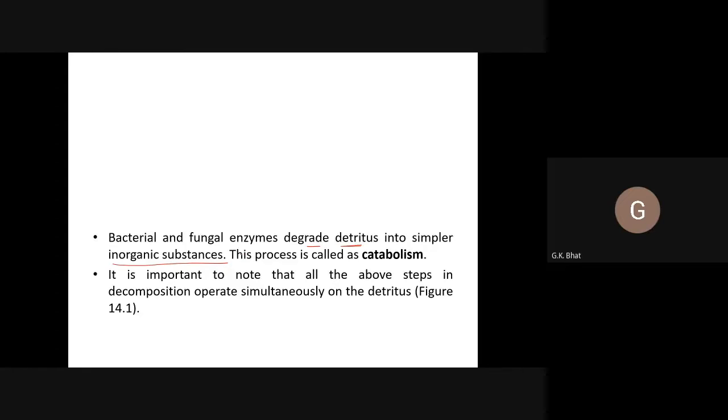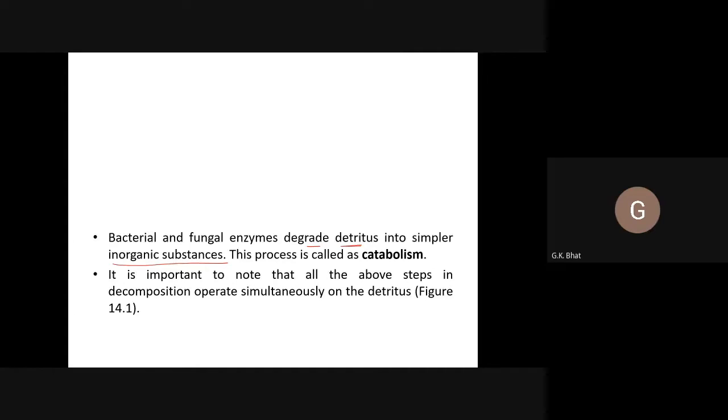Please remember, what are the 5 steps? First, fragmentation. Next, leaching. Next, catabolism. Next, humification. Next, mineralization. Don't think that these steps take place one by one. All these 5 steps take place simultaneously, not one waiting for another.